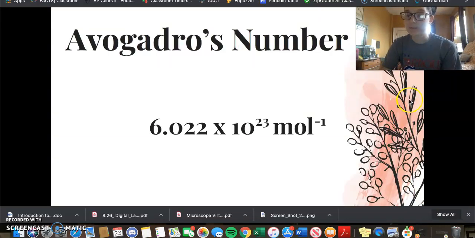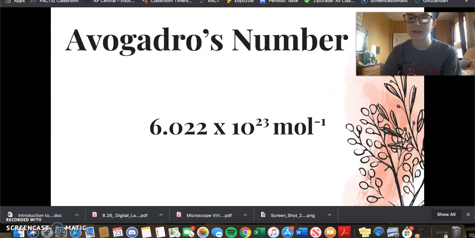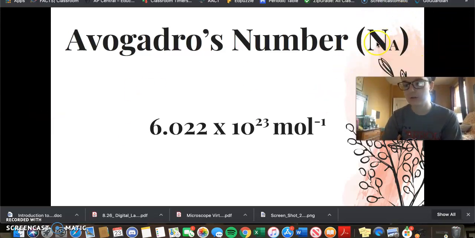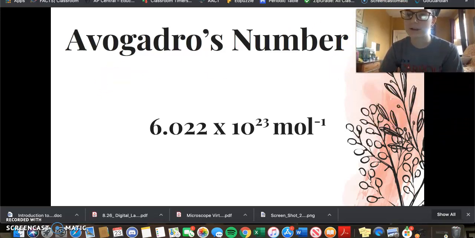Now, atomic mass units are really great for describing the microscopic world, but usually we don't measure out atomic mass units because they are so small. For example, when you are in the lab, you don't have a scale that is sensitive enough to measure out AMU. So that's where Avogadro's number, which is shown as N with a subscript capital A, is going to come into play.